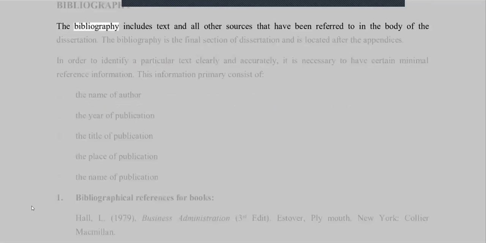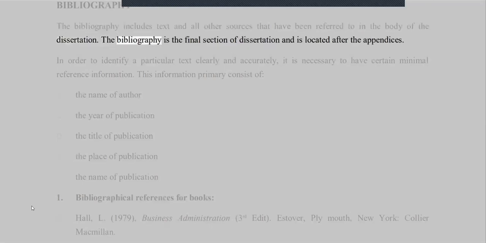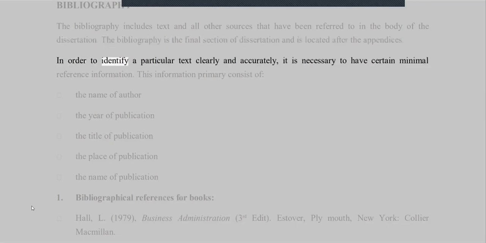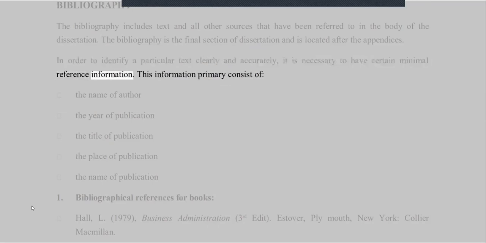Bibliography. The bibliography includes text and all other sources that have been referred to in the body of the dissertation. The bibliography is the final section of the dissertation and is located after the appendices. In order to identify a particular text clearly and accurately, it is necessary to have certain minimal reference information. This information primarily consists of the name of the author, the year of publication, the title of publication, the place of publication, and the name of the publisher.